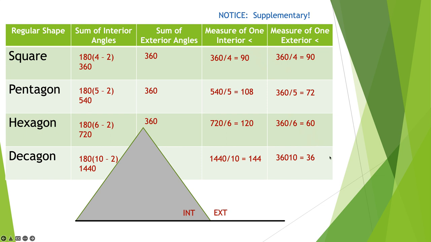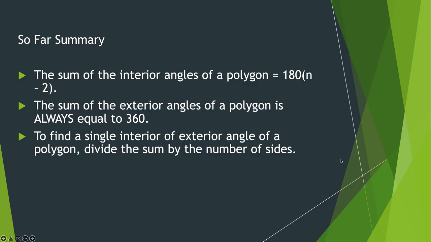All right, let's do a little so-far summary for the new material for today. The sum of the interior angles of a polygon is 180 times n minus 2. The sum of the exterior angles of a polygon is always equal to 360. And to find the single interior or exterior angle of a regular polygon, divide the sum by the number of sides.